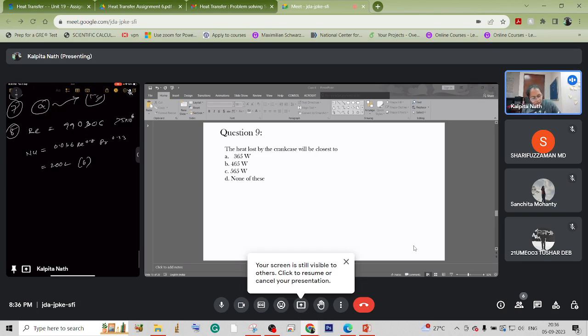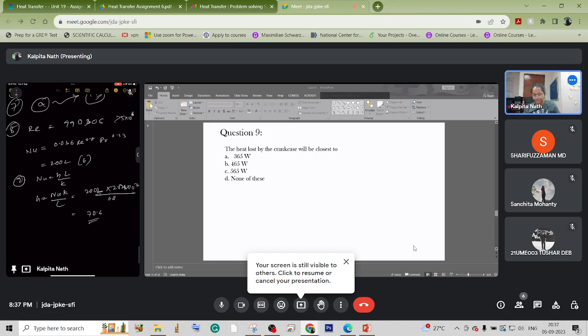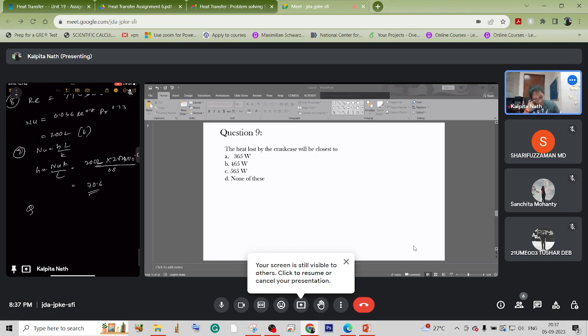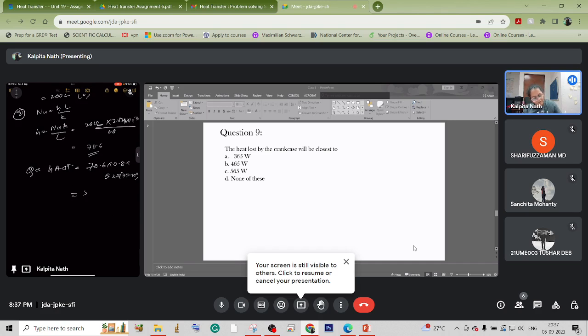Now, for question number 9, Nusselt's number is equal to HL by K. So H is equal to Nusselt's number times K by L. So 2002 into 2.824 into 10 to the power minus 2 upon 0.8. So this is 70.6. Now Q is equal to H A delta T. This is 70.6 into 0.8 into 0.2 into 75 minus 25. This comes out to be 564.8 watt. This is option C.